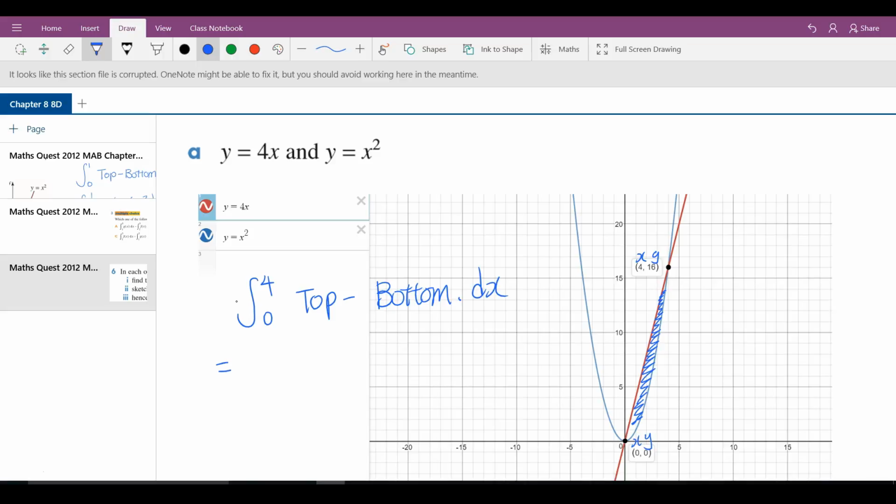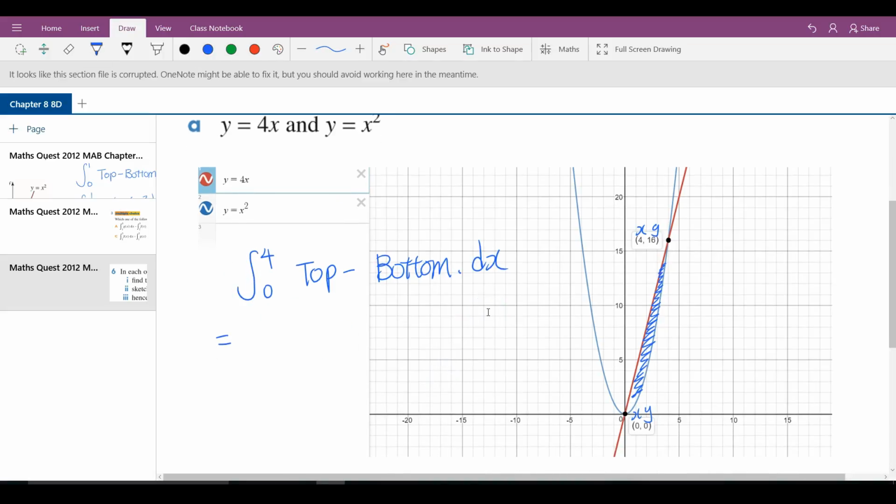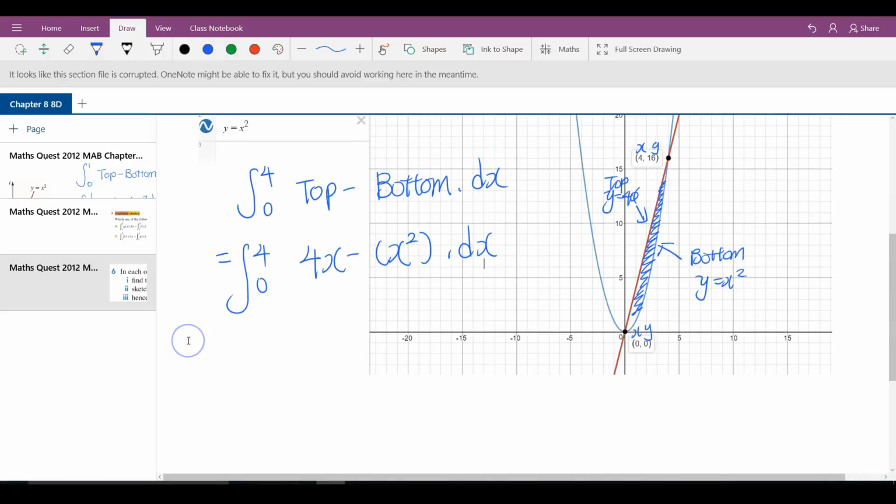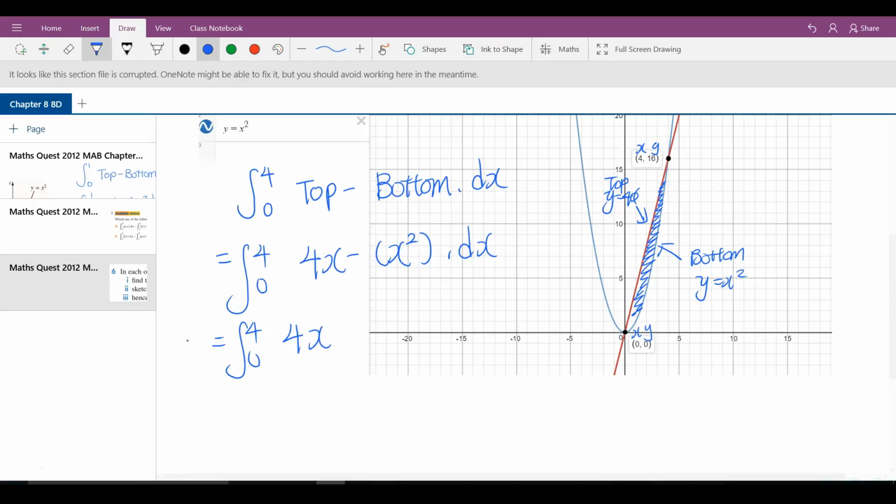Let's see which one's the top. It looks like the straight line is the top one. So this is y equal to 4x, and the bottom one would be the x squared one, y equal to x squared. So from 0 to 4, top minus bottom would be 4x minus bracket x squared, and then integrate with respect to x. Let's break the bracket: 4x minus x squared, integrate with respect to x.